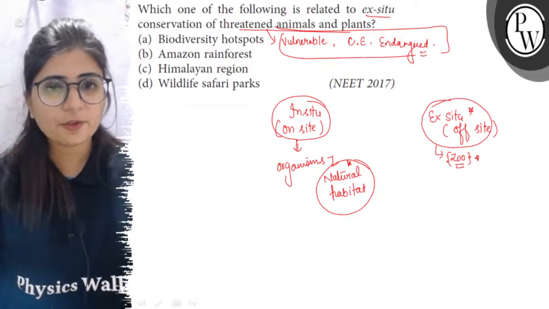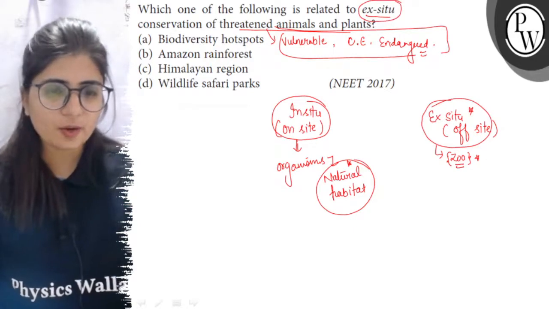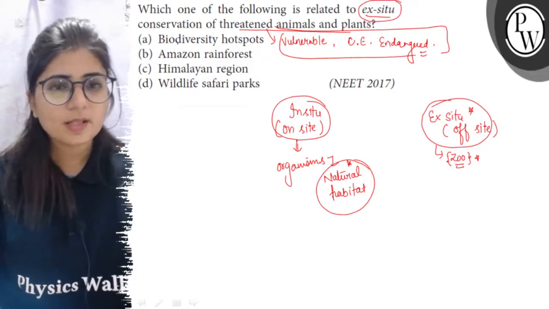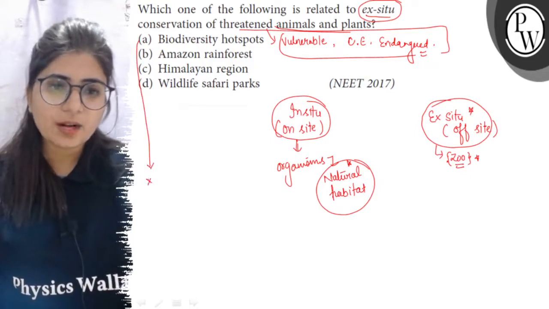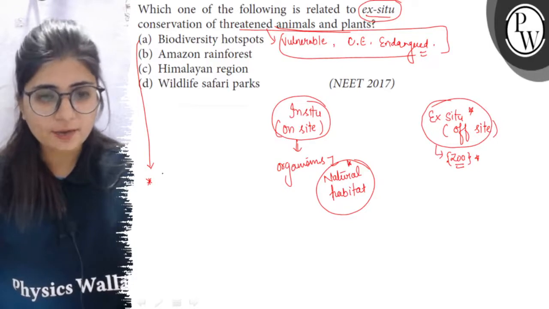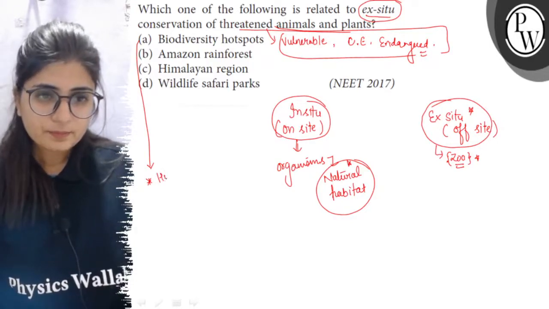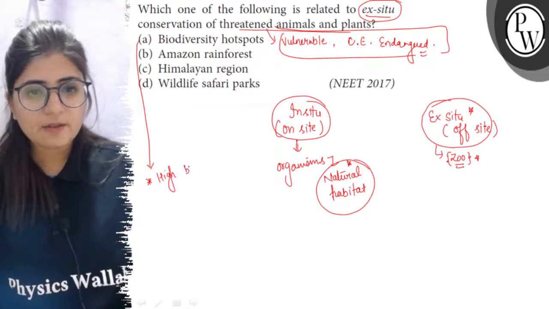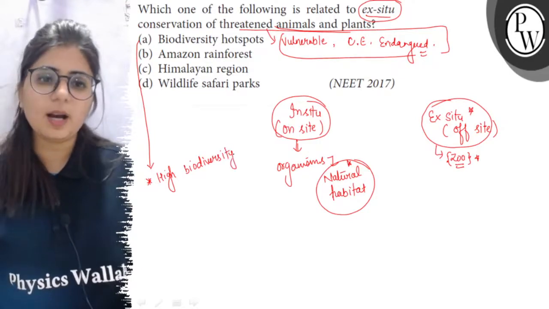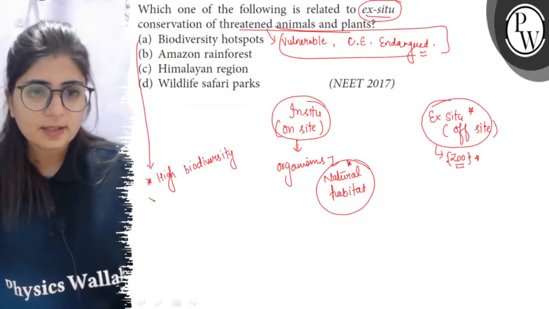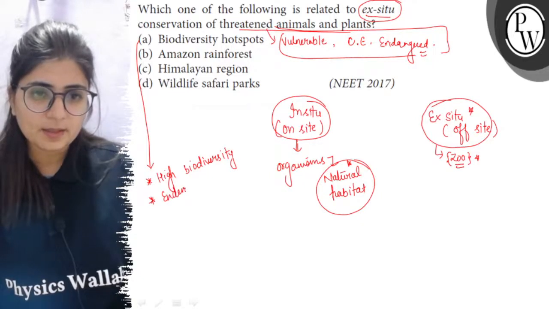Now here we have to choose the option which is an example of ex situ conservation. So let's see these options one by one. First is biodiversity hotspots. Biodiversity hotspots are the protected areas which are characterized by three things. These are high biodiversity, meaning areas with rich biodiversity, and also a high degree of endemism.